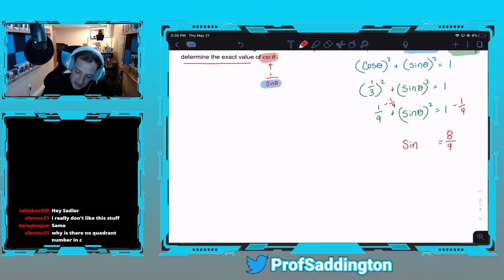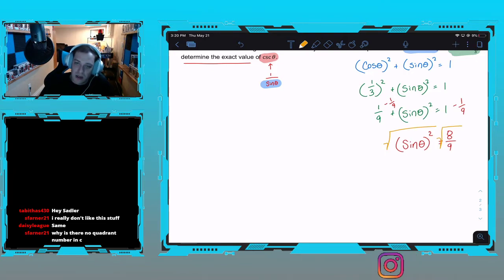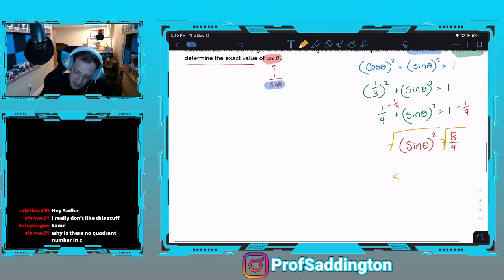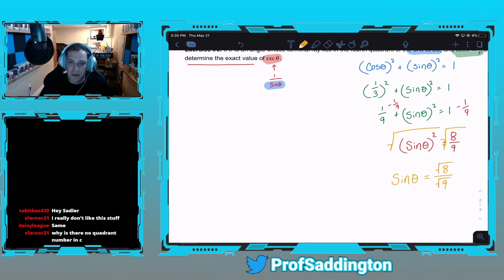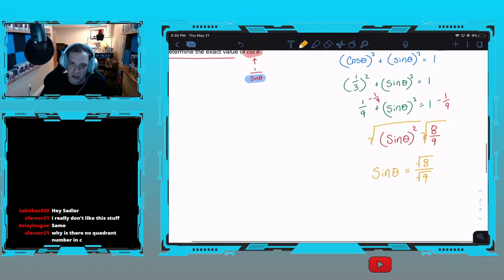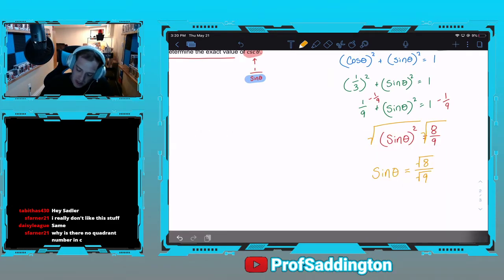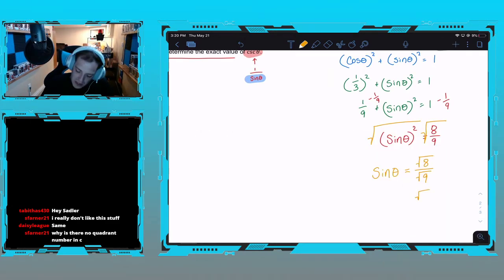And then the last thing that we have to do is get rid of the squared. If we get rid of the squared, we're going to have sine theta is equal to the square root of 8 all over the square root of 9, which we can reduce. If we reduce that, it would just be the square root of 8 over 3.